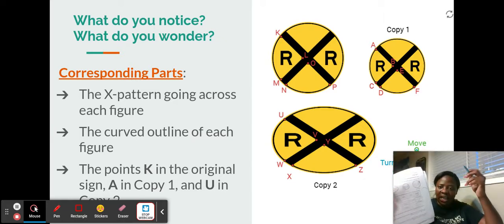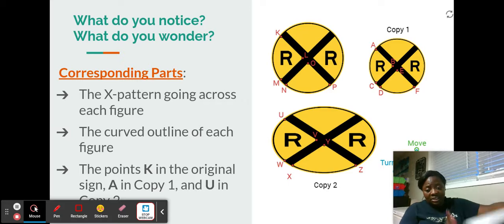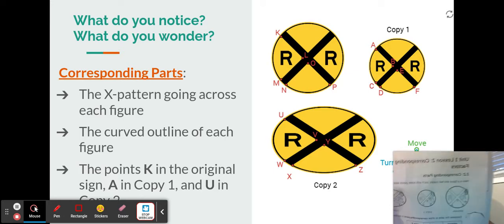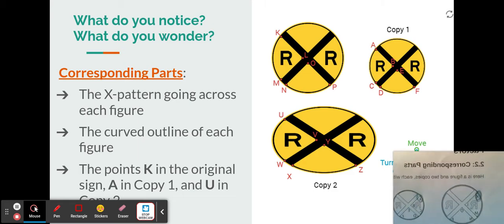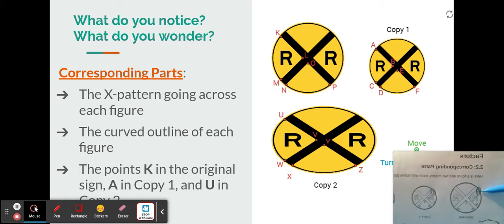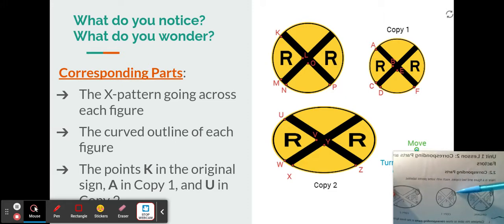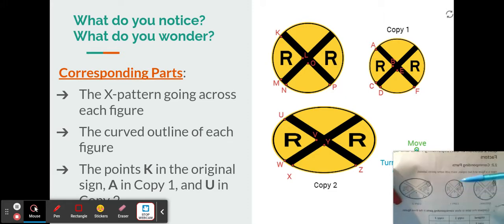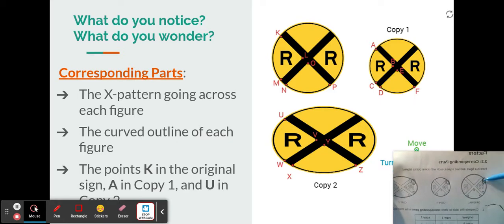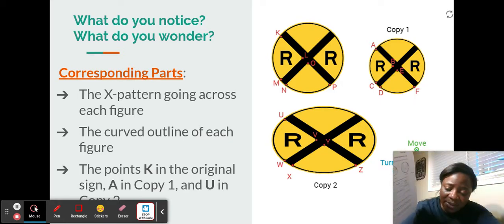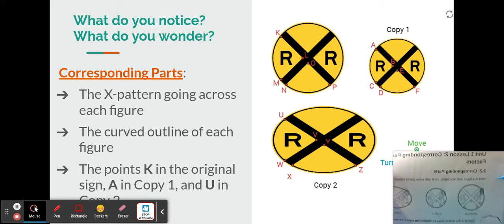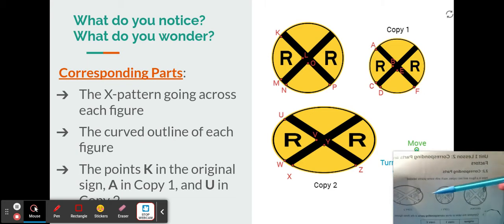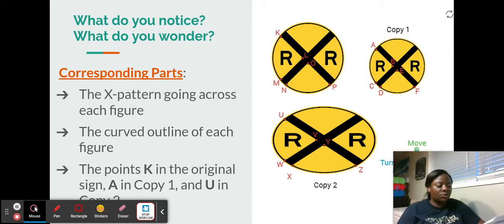It's point K in the original figure, A in copy number 1, so I'm going to circle A, and U in copy number 2 are all corresponding angles. So in the original one, we got this K. Well, in the same position on this angle will be A, and the exact same position on this one will be U. These are all corresponding angles. I'm sorry, I take that back. These are all corresponding points. All right, so let's do that first one.